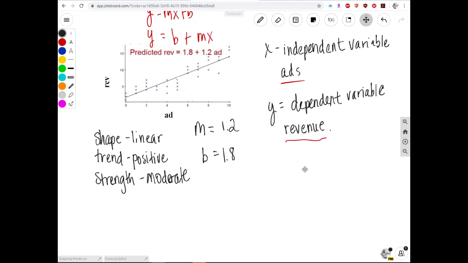Okay, so let's interpret this. So this m, right, my slope, we talked about how that is the rise over the run. And we know that the slope is 1.2. And we can write that as 1.2 over 1. So what is this saying? Our rise is revenue, and our run is ads. So for every $1 they spend on ads, they can expect $1.2 in revenue.